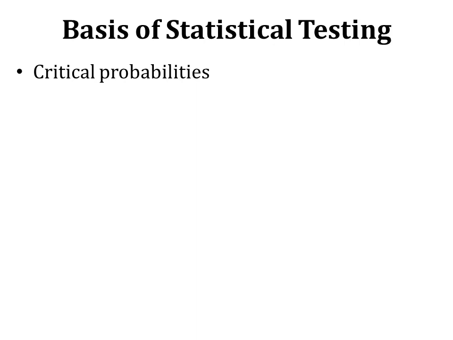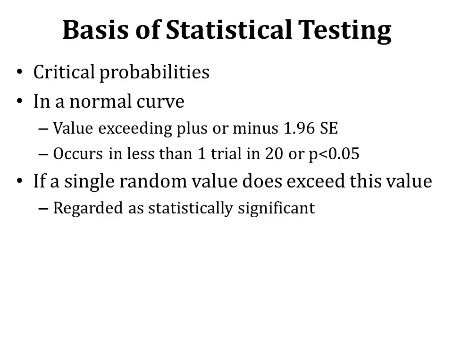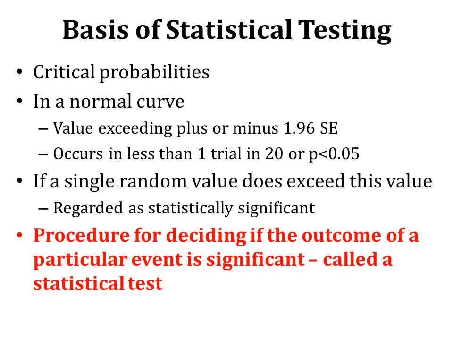Critical probability is the probability below which the stated outcome of an event is unlikely to occur. And if that event occurs, that is said to be a significant outcome. So in a normal curve, a value exceeding plus or minus 1.96 standard error occurs in less than one trial in 20, or a probability of less than 0.05. If a single random value does exceed this value, this is regarded as statistically significant.